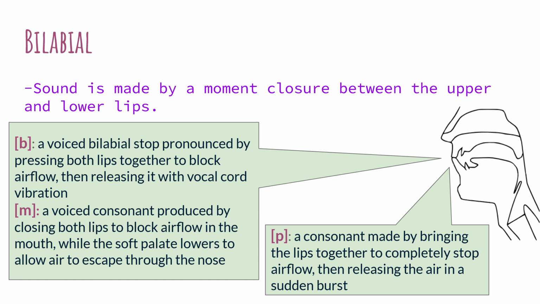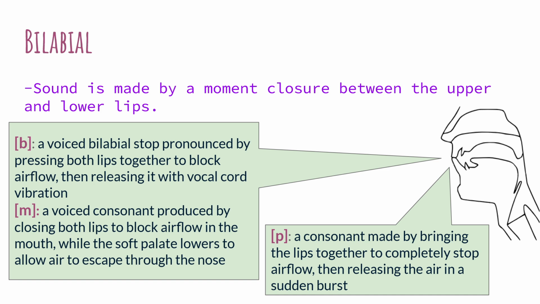So the bilabial sound is a sound that is made by a momentary closure between the upper and lower lip. The sound B is a voiced bilabial stop. It is pronounced by pressing both lips together to block airflow, then releasing it with vocal cord vibration.